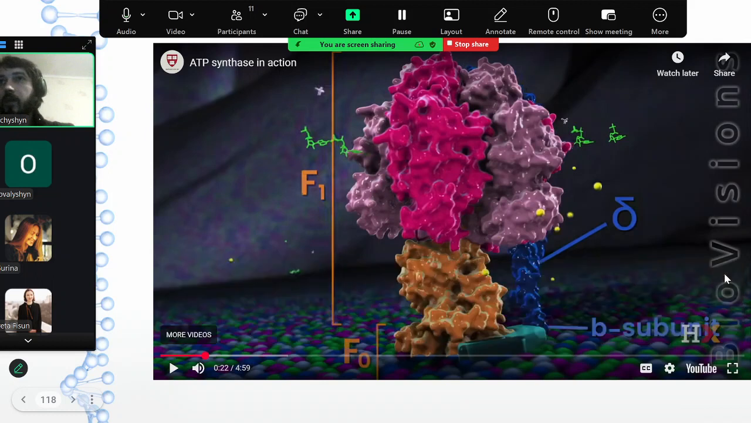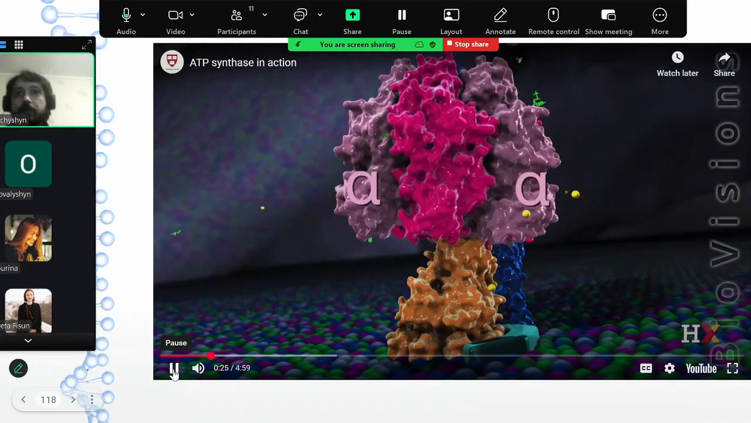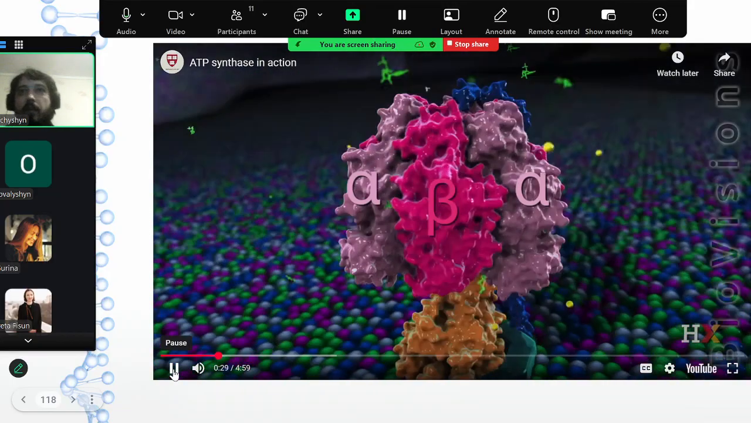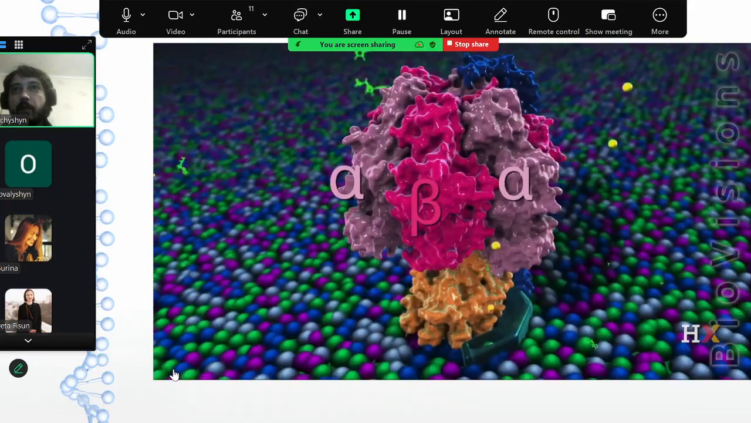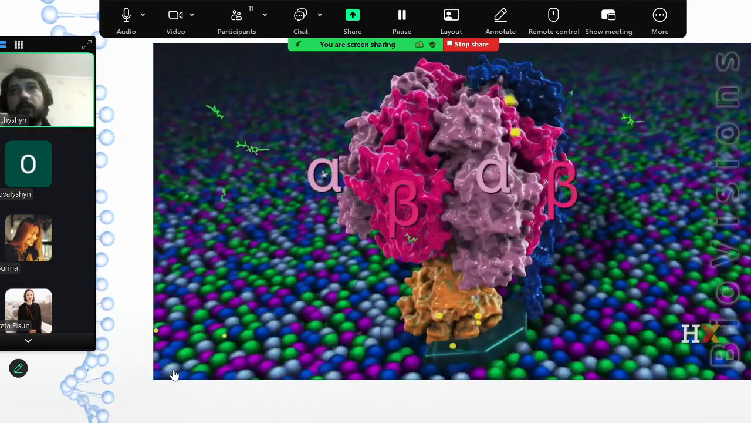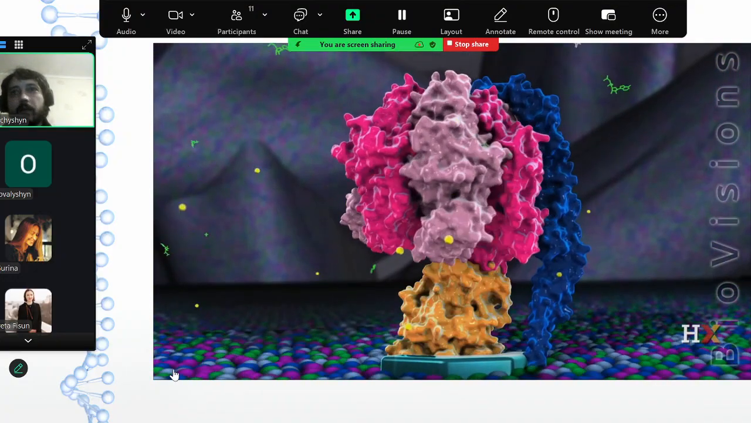So here you see the catalytic part, and here you see how that motor is rotating. I guess the alpha subunits are shown in light pink. The beta subunits are magenta. In the middle, the central stalk is rotating. The B subunit stabilizes the hexamer, which means that the hexamer can't rotate. We'll now look at a rendering of known structural states and the conformational changes that are happening.